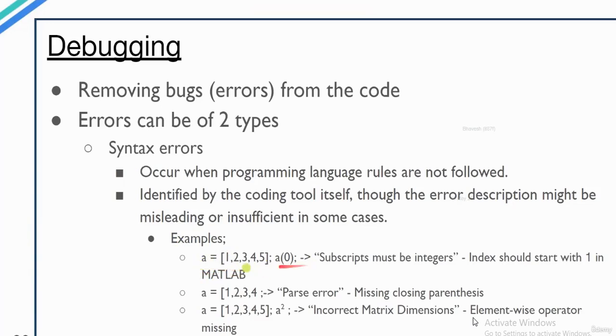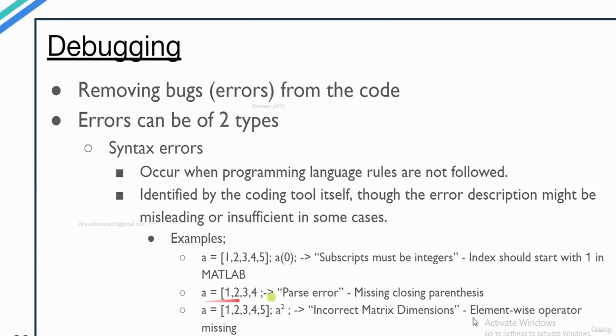If we look at this statement, A is an array of 5 elements, and we're basically calling the 0th element of A. This statement is going to result in a syntax error saying subscripts must be integers. In Matlab, indexing of the array starts with 1. So there is no 0th element, right? The first element is A of 1, the second element is A of 2, third element A of 3, and so on, which is unlike C++, where the first element can be accessed by writing A of 0. So in Matlab, this is not going to work.